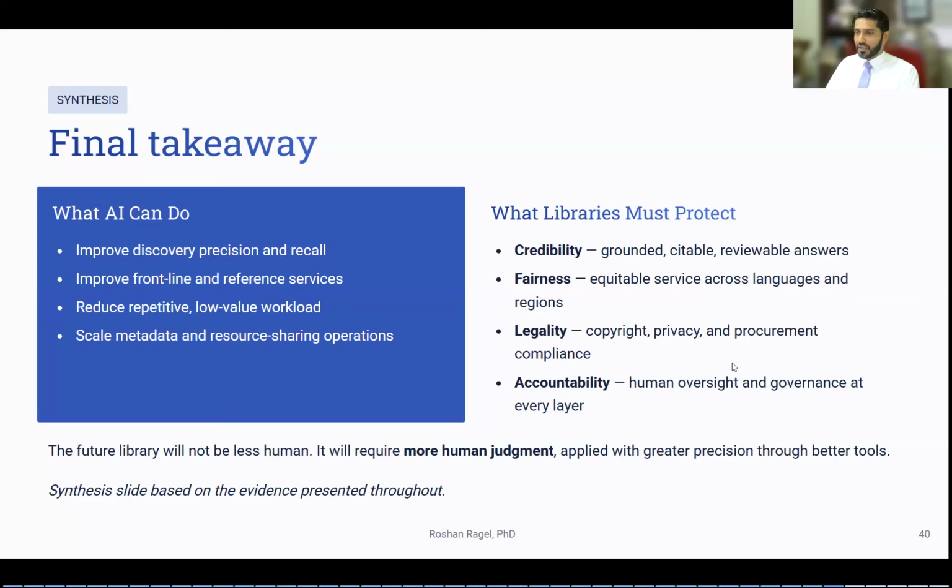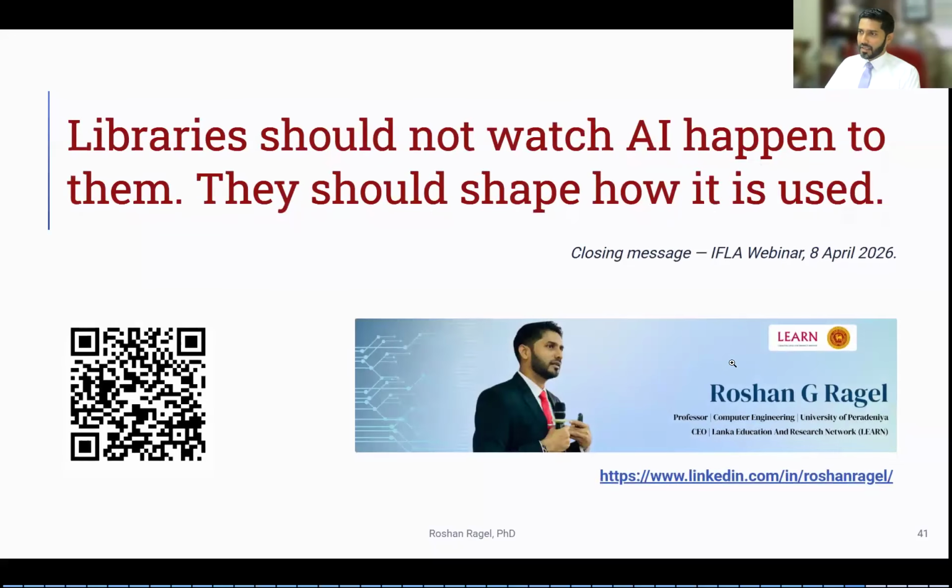That's so important. Although the AI can come and do all sorts of fancy things, the trust, and the libraries' protection of all this in a credible, fair, legal, accountable way, has to still continue, and it has to continue more now than earlier. Right, so that's my final thoughts.